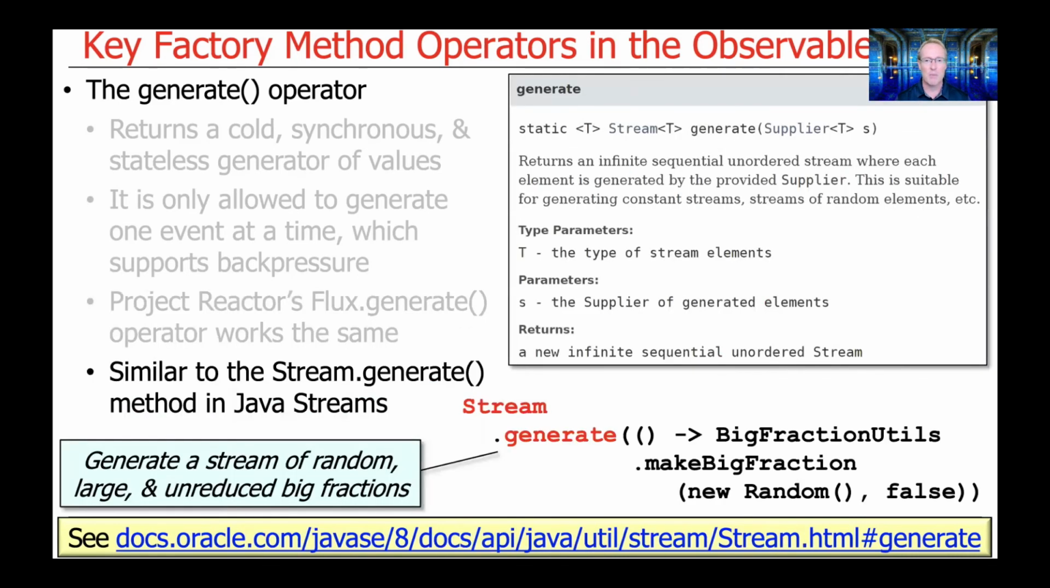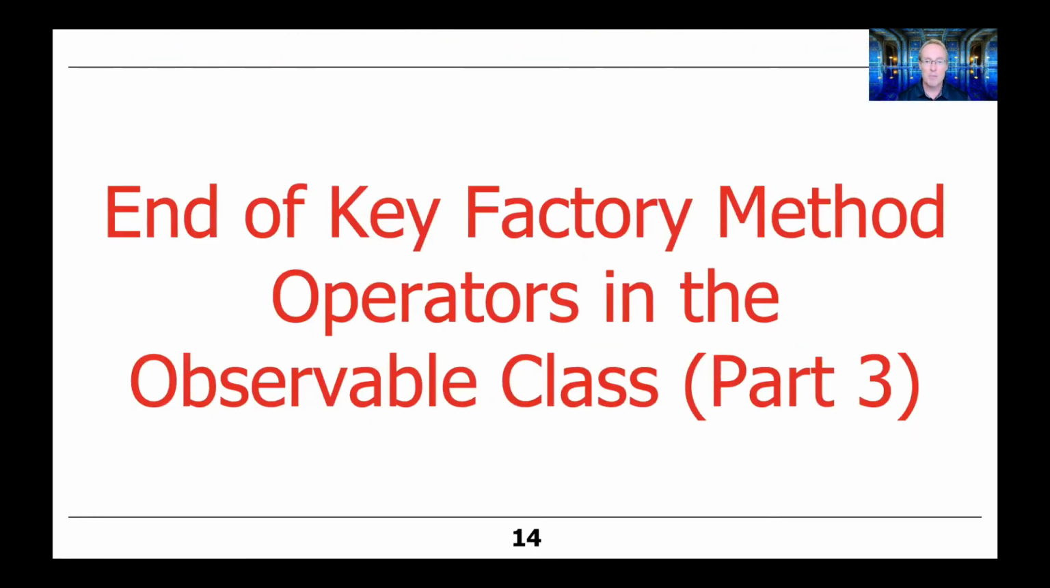Likewise, the generate method that's defined in Java Streams' Stream interface also works in much the same way. This code snippet also demonstrates how to use Java Streams generate in order to generate a stream of random, large, and unreduced big fractions. So that wraps up our coverage of factory method operators that are related to the RxJava Observable class.